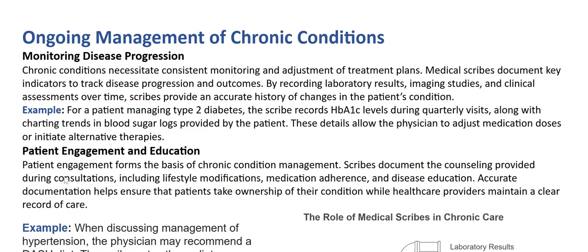Patient engagement and education. Patient engagement forms the basis of chronic condition management. Scribes document the counseling provided during consultation, including lifestyle modifications, medication adherence, and disease education. Accurate documentation helps ensure that patients take ownership of their condition while healthcare providers maintain a clear record of care. For example, when discussing management of hypertension, the physician or the clinician may recommend a DASH diet. The scribe notes these dietary instructions, records any questions from the patient, and logs follow-up plans for reviewing compliance.